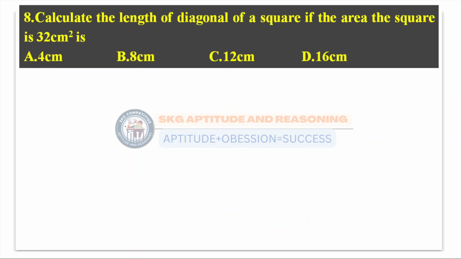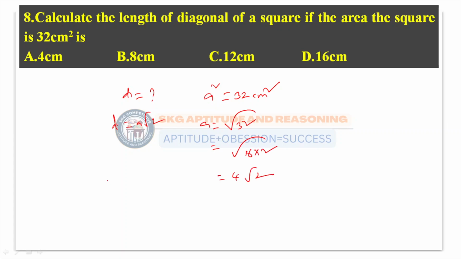And this will be the next question, which is very similar to the previous question. Now we need to calculate the length of the diagonal. In the previous question we found the area, but in this question he gave the area and asked us to find the diagonal. The area of the square is given as 32 centimeter square. So the diagonal formula is a root 2. a is square root of 32, so 16 into 2, it will be 4 root 2. If we substitute, d is equal to 4 root 2 into root 2, which simplifies to 4 into 2, that is 8 centimeters. So the diagonal of the square will be 8 centimeters.